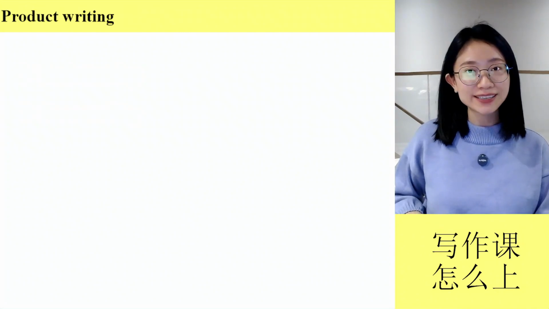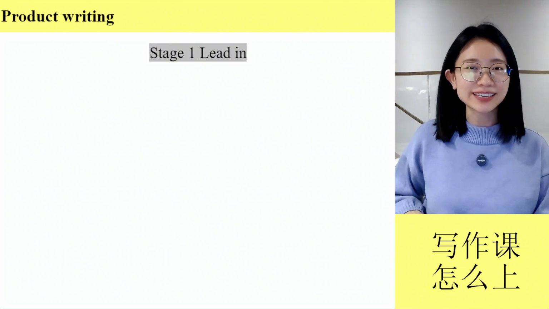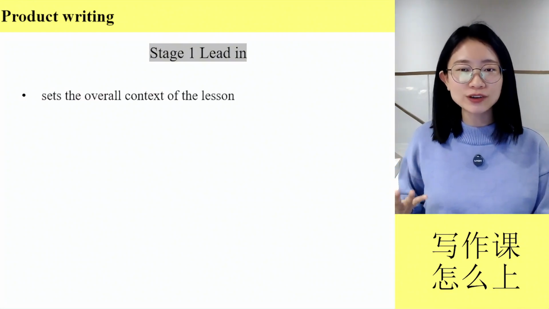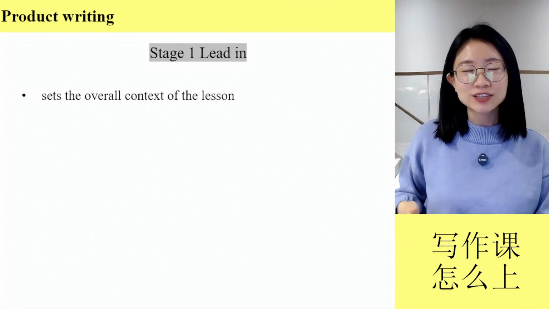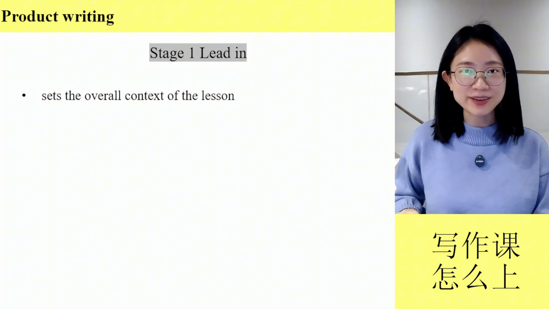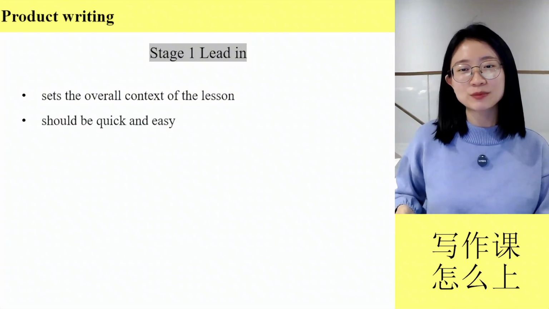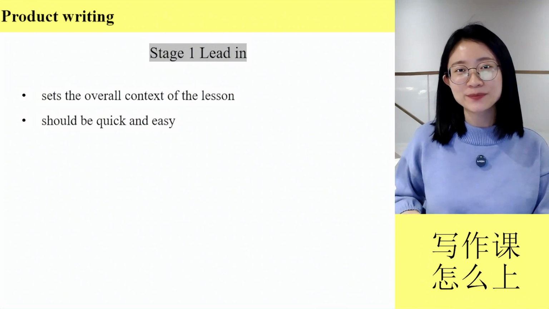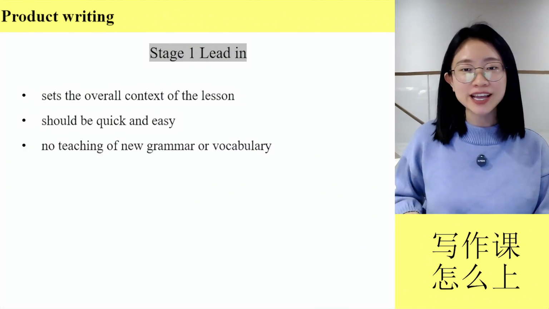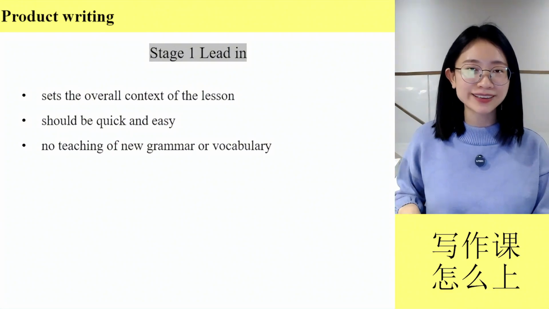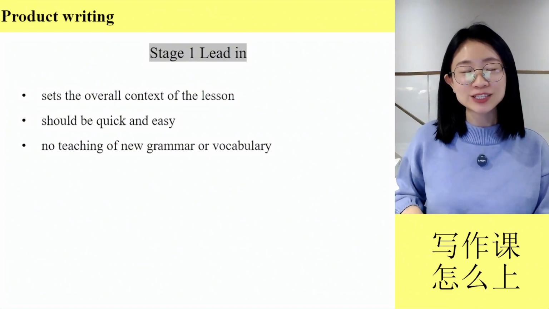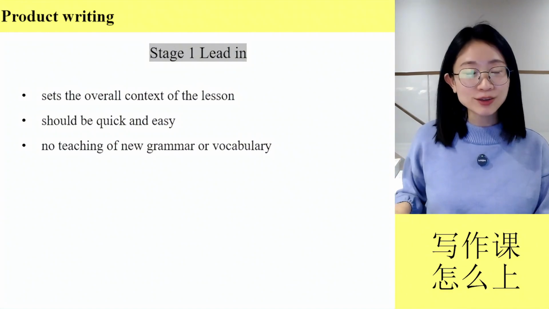For product writing, the first stage is lead in. This stage sets the overall context of the lesson, so students will be familiar with the topic. And here we can't use too much time because this stage should be very quick and easy. And remember, don't teach any new grammar or vocabulary here. So if there is a word that students may not know, then just don't use it.